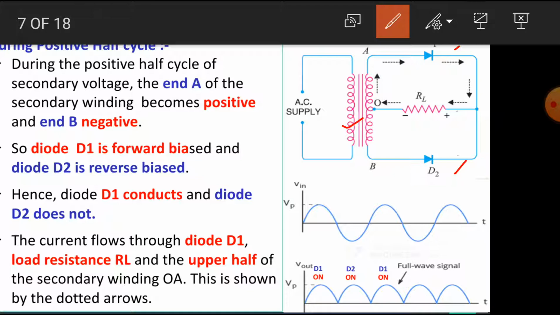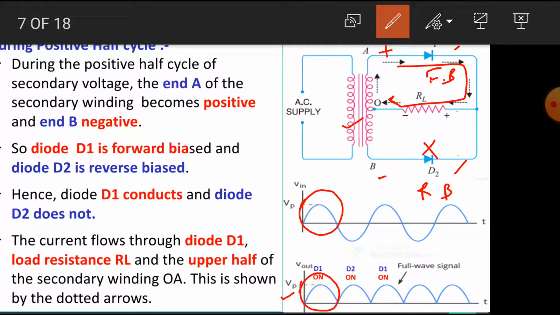Here the center tap transformer is used and two diodes are used, D1 and D2. During the positive half cycle, point A becomes positive, point B becomes negative. Point A becomes positive, hence D1 is in forward bias mode, hence current flows through it. But during the positive half cycle, diode D2 is in reverse bias condition, hence no current flows through it. That means during the positive half cycle, the output voltage appears across the load.